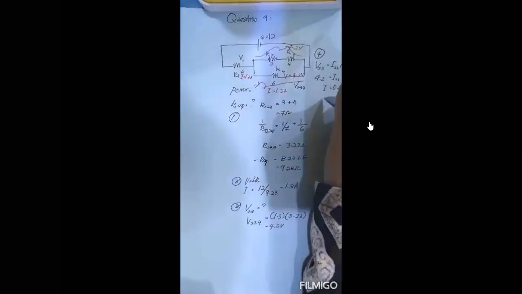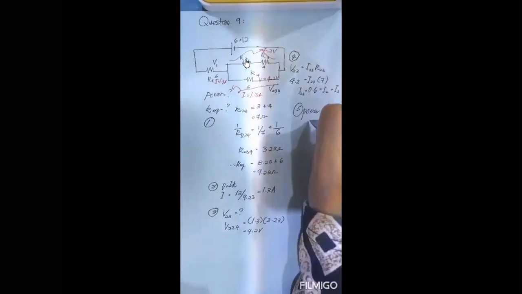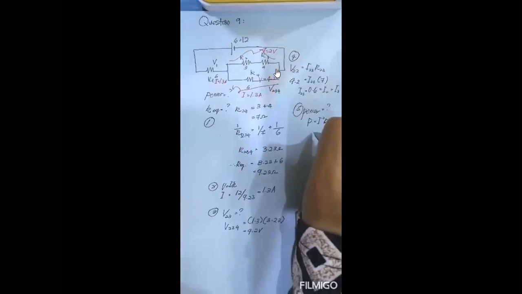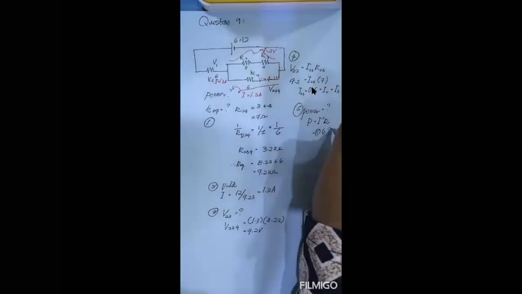With 4.2 volts across V23, calculate the current across I2 and I3. The current across R2 and across R3 must be the same because R2 and R3 are connected in series. So the value is equal to 0.6 ampere.